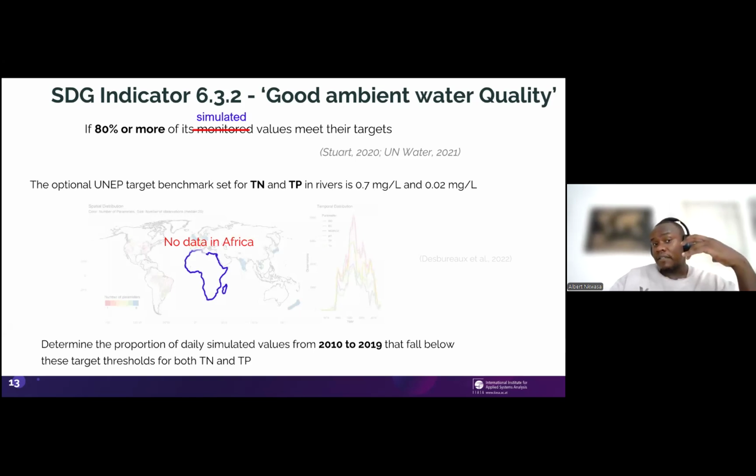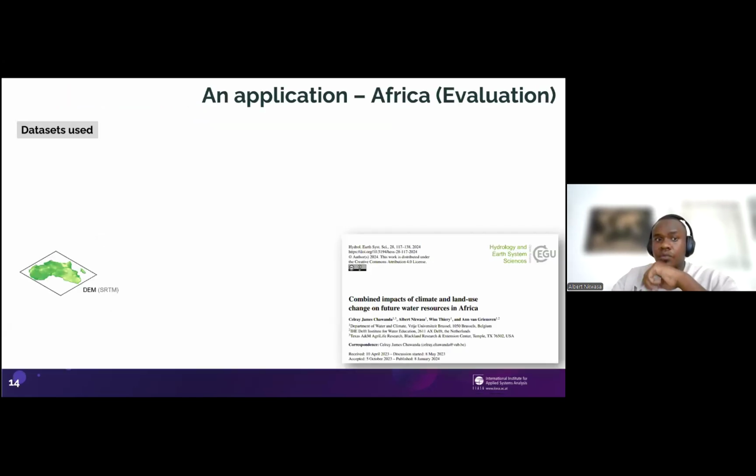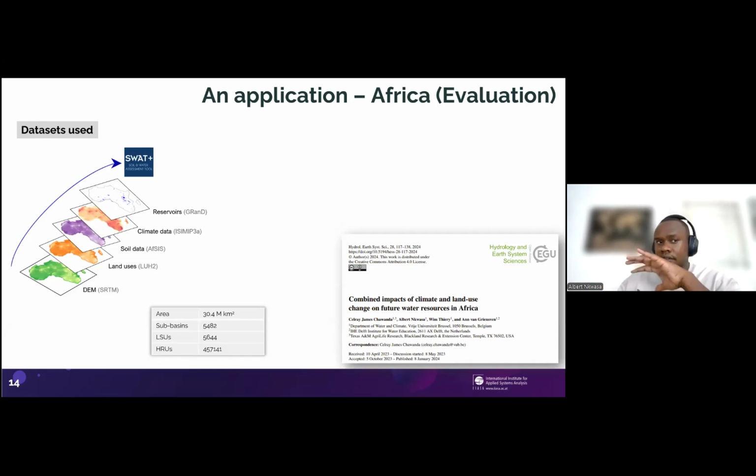And what we do here is that for the African continent, since we don't have the monitored values, we replace the monitored with the simulated values and try to determine the proportion of the daily simulated values, as opposed to observed. And we use 2010 to 2019, and we estimate values that fall below these target thresholds for both nitrogen and phosphorus. So the way we set up the model here is that we use existing global data sets. If you've not worked with SWAT, it ranges from the digital elevation model through land use, soil, climate data, reservoirs, management practices, to mention a few.